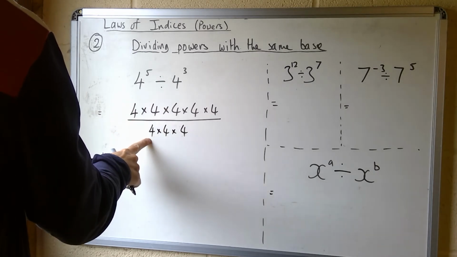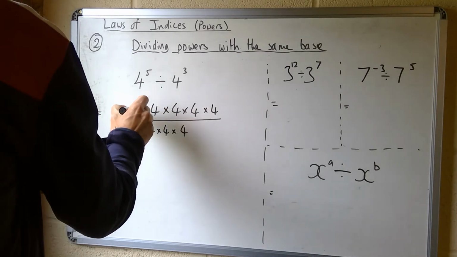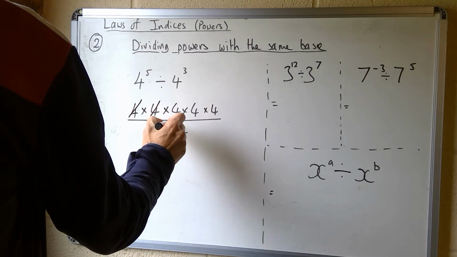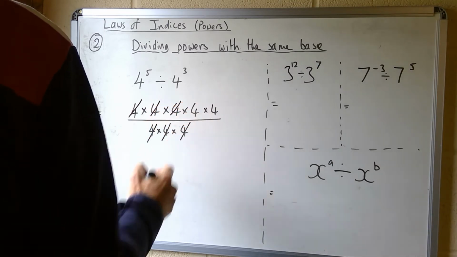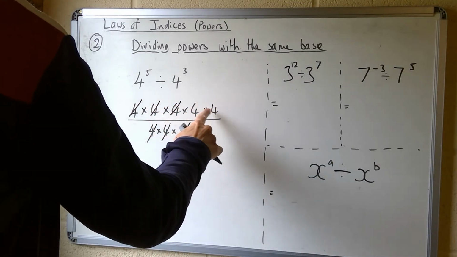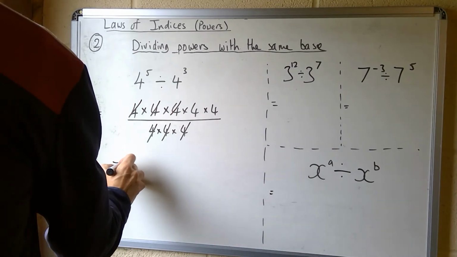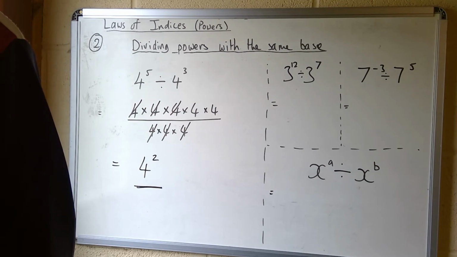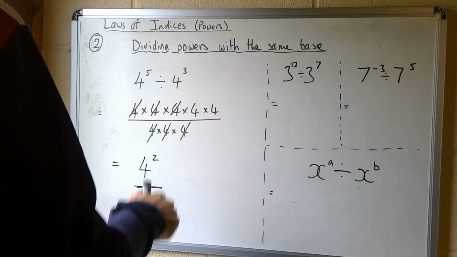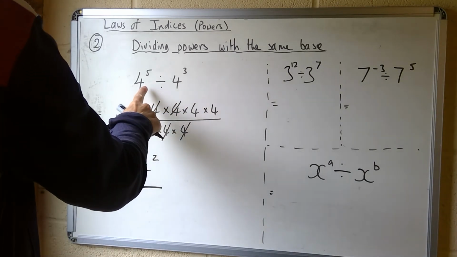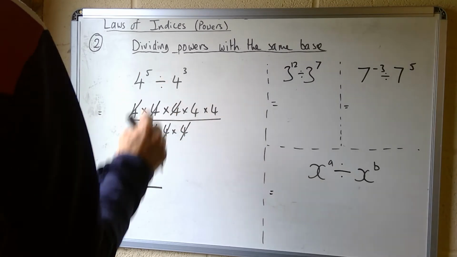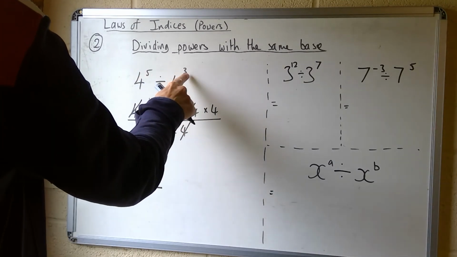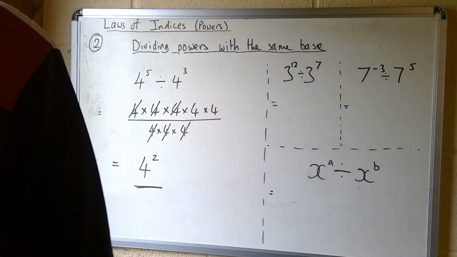4 divided by 4 is 1, so I can cancel out matching 4s like this. And I'm simply left with 4 times 4, which we can write as 4 squared or 4 to the power 2. Missing out this middle section now, I can see that the rule, when I divide by powers of the same base, I subtract the powers. 5 subtract 3 gives me 2.